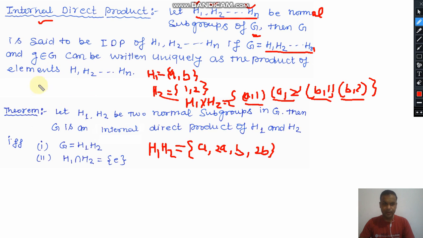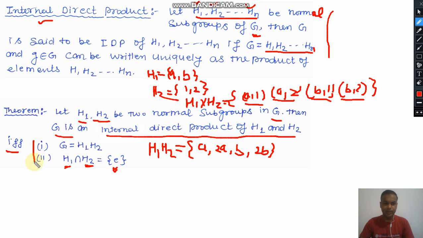Let us take a theorem based on the internal direct product. In this theorem, it is stated that if H1 and H2 are two normal subgroups of a group G, then this G can be written as the internal direct product of H1 and H2, which is mentioned in our definition. On the other hand, there will be only one common element between H1 and H2, which will be the identity. So their intersection cannot be empty, and in the intersection of H1 and H2 we will find the identity element. And this is the necessary and sufficient condition.